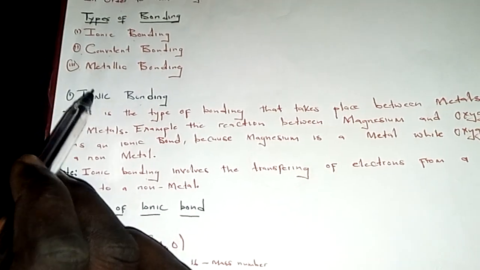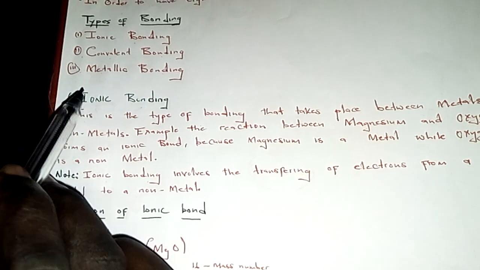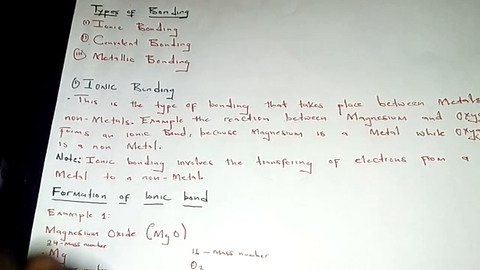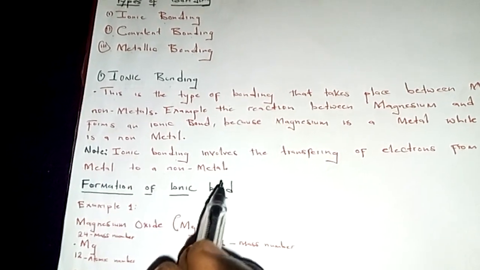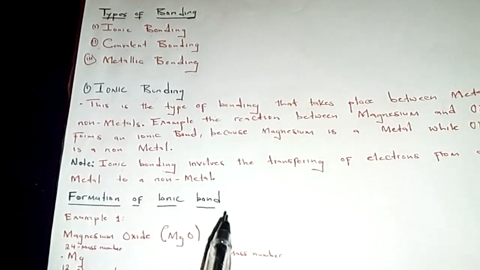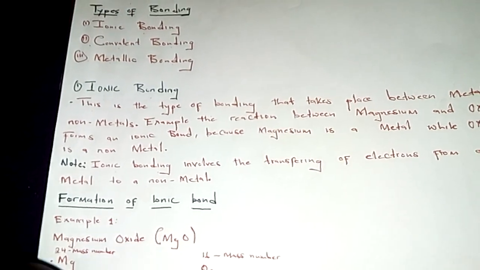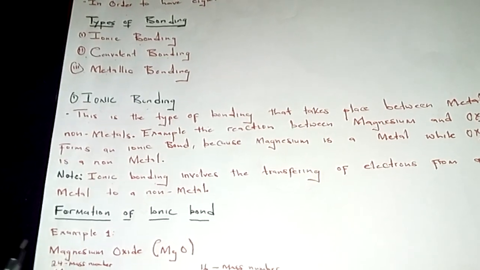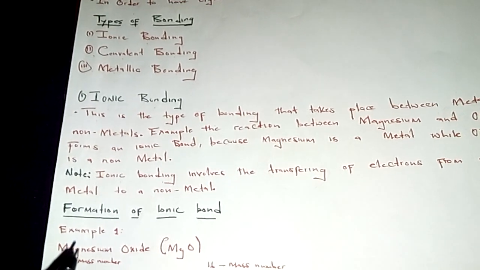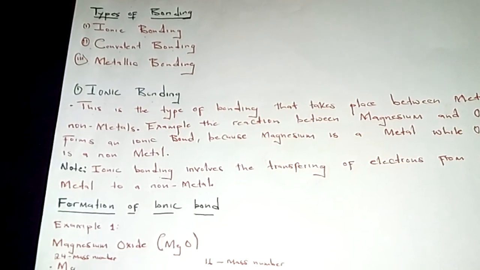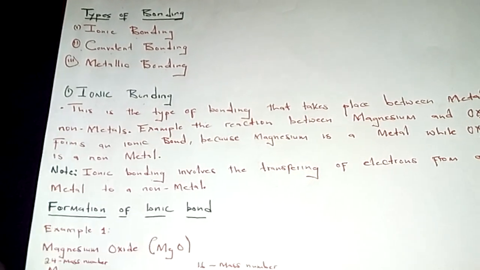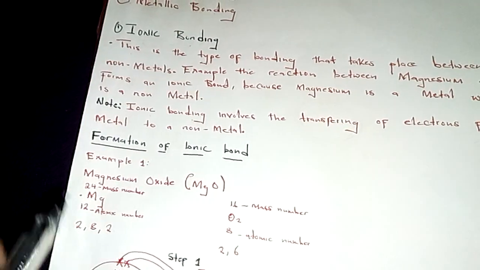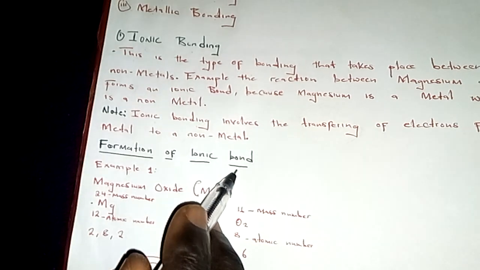When this type of bonding is taking place, ions are formed, and an ion is a charged particle. It can either be positive or negative. All metals form positively charged ions, which means they have lost electrons, and the non-metals form negatively charged ions.